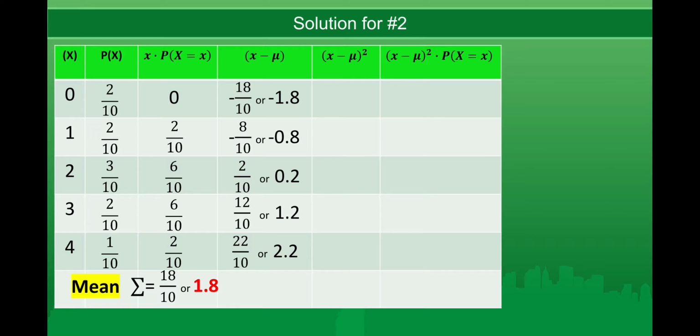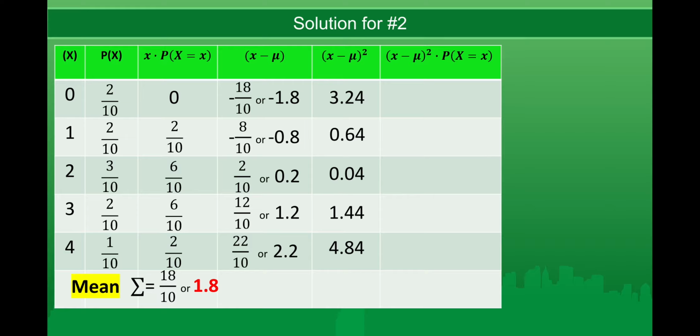Then next, we're going to square the values. So that is negative 1.8 squared is 3.24. Negative 0.8 squared is equal to 0.64. 0.2 squared is 0.04. 1.2 squared is equal to 1.44. 2.2 squared is equal to 4.84.